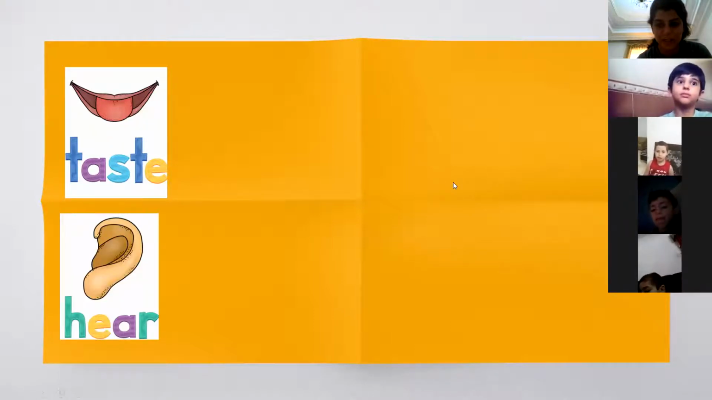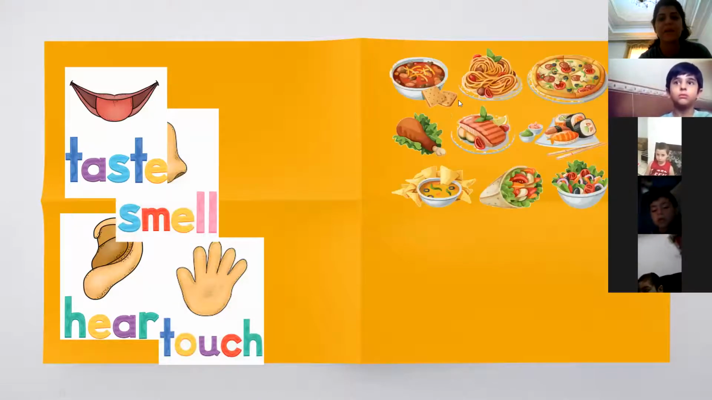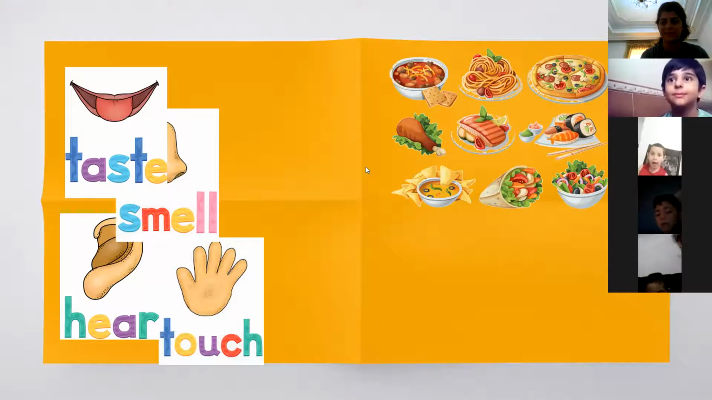Did you enjoy the video? Okay, we use our tongue, as I said, to taste, our ears to hear, our hand to touch, our nose to smell. What can we see here now? Who's gonna tell me? Jadi. I can't see Jadi. He's muted with no video. Okay, then Ali Abdullah. Ali, yes. Okay. What can you see here?